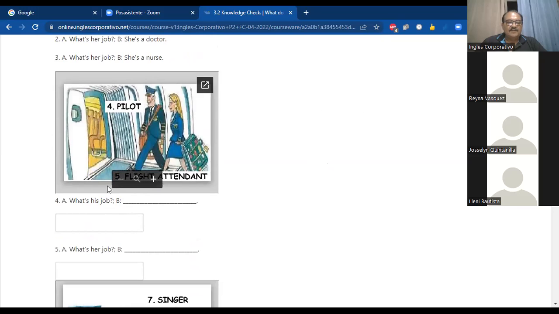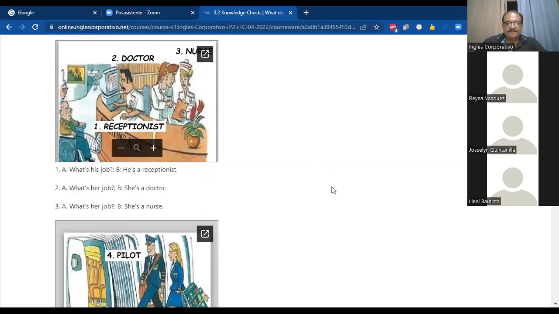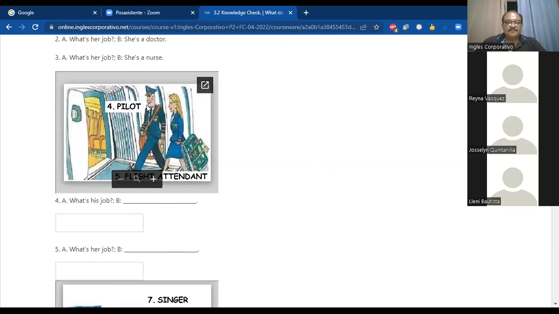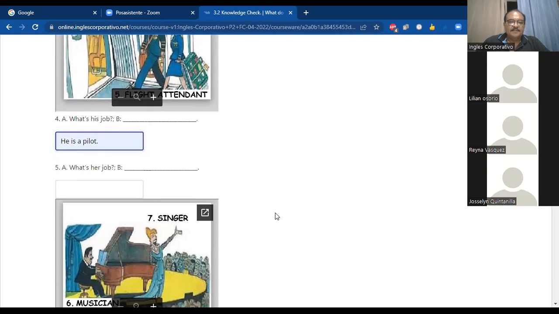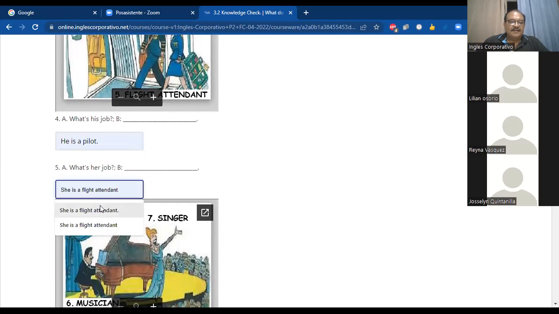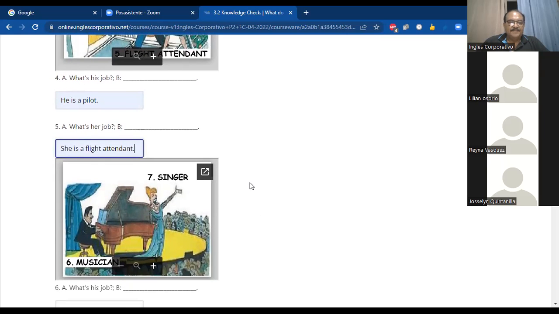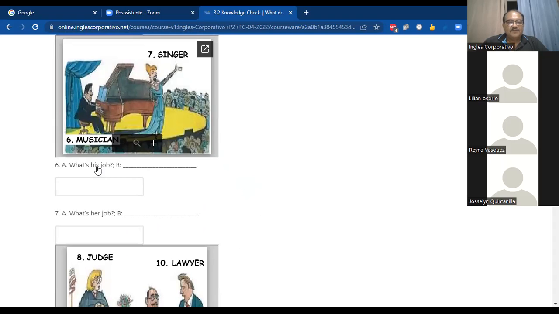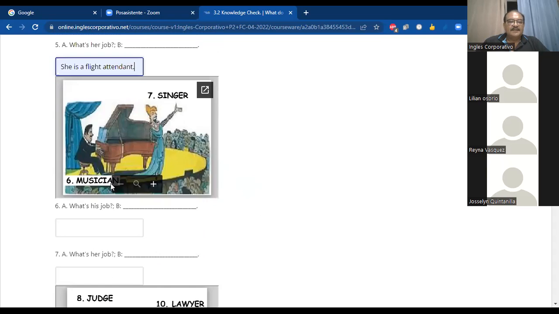Okay, flight attendant. We have the pilot and the flight attendant. What is his job? You have to use the complete sentence. Respuesta completa, right? What is his job? He's a pilot. Yes, he is a pilot. Good. What's her job? She's a flight attendant. Good. What is his job? His, remember, is for men. Her is for women. Okay.